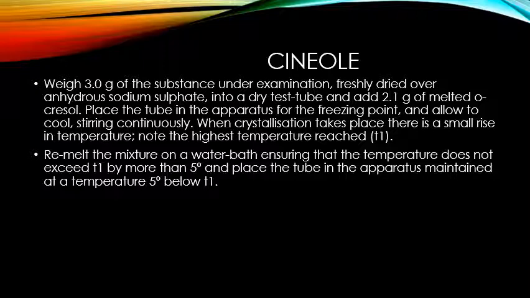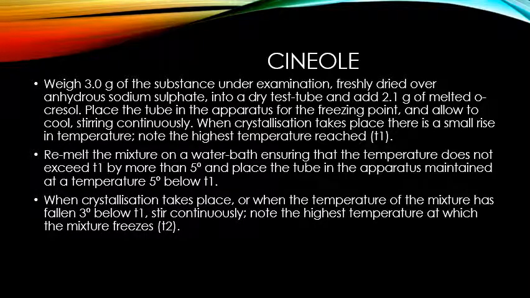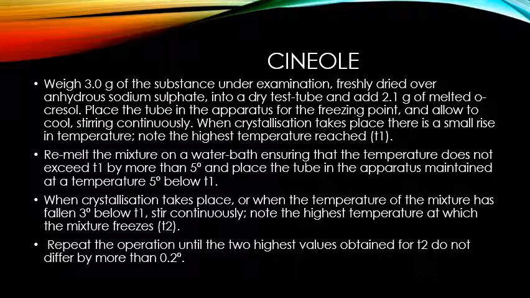Remelt the mixture on a water bath, ensuring that the temperature does not exceed T1 by more than 5 degrees, and place the tube in an apparatus maintained at a temperature 5 degrees below T1. When crystallization takes place or when the temperature of the mixture has fallen 3 degrees below T1, stir continuously. Note the highest temperature at which the mixture freezes, T2. Repeat the operation until the two highest values obtained for T2 do not differ by more than 0.2 degree.